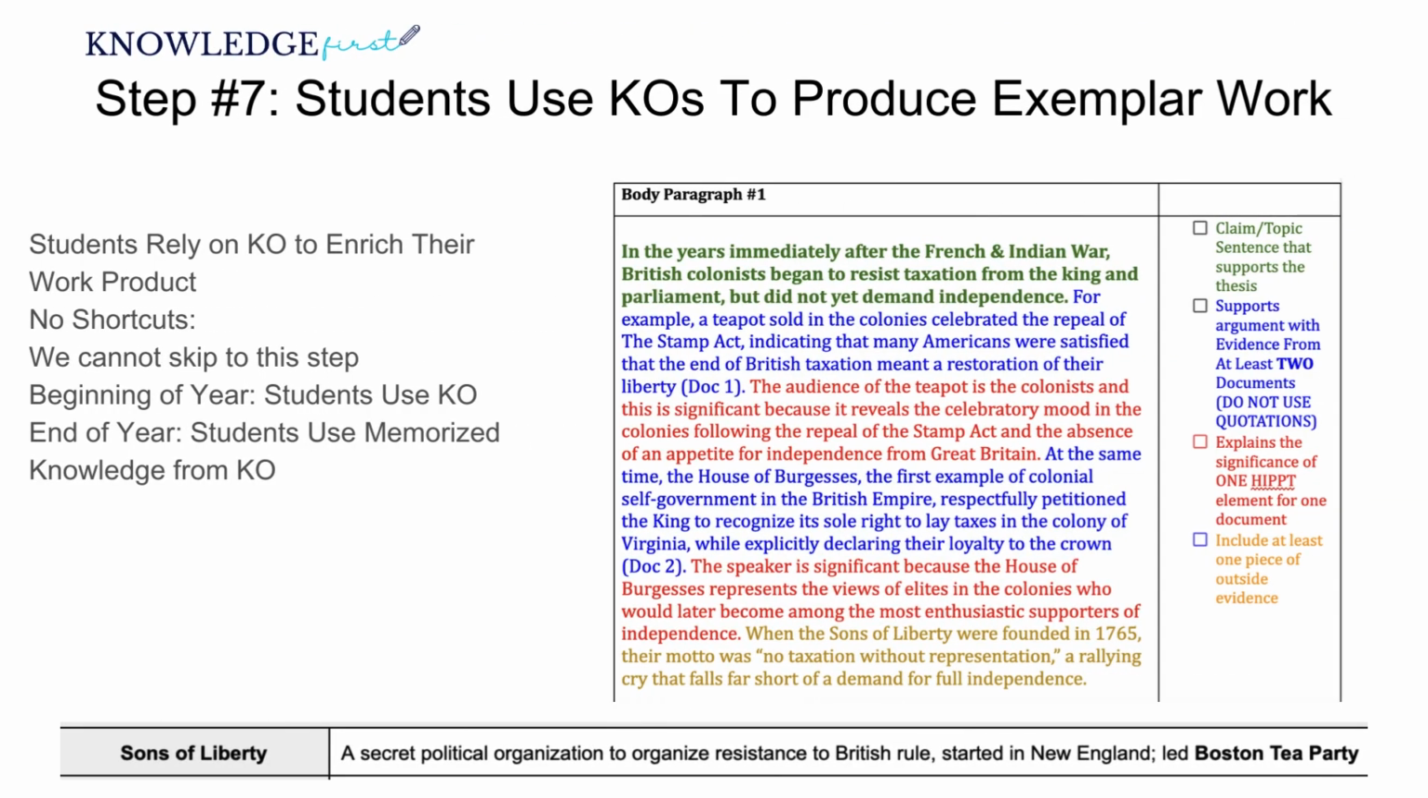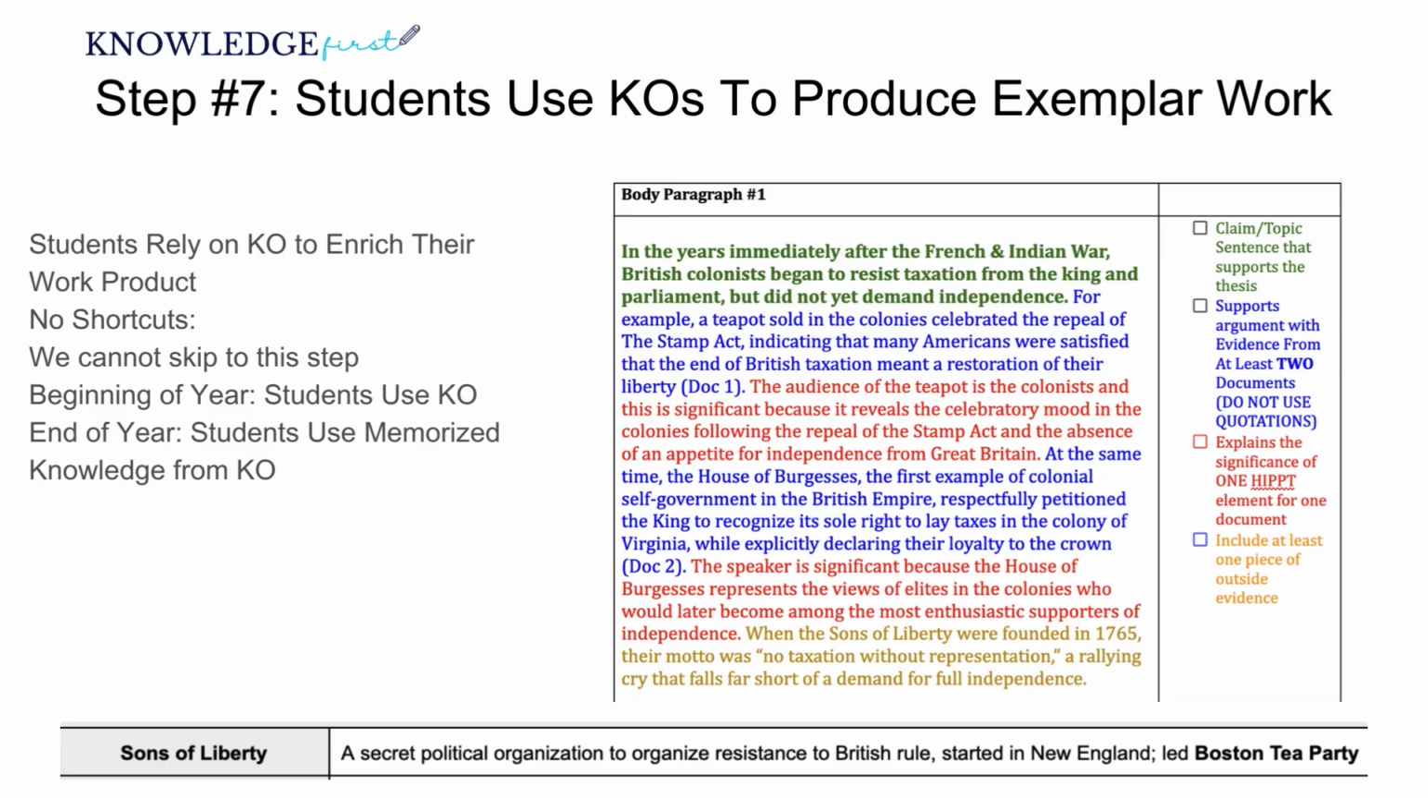Step number 7, students using knowledge organizers to produce exemplary work. Ultimately, our goal is knowledge first, not knowledge only. We want students to use the knowledge they have learned through the knowledge building cycle to think deeply and produce exemplary work. In this example, students write a paragraph supporting a claim about how Americans' ideas about American independence changed over time, in the years prior to the American Revolution. After citing evidence from a set of provided primary source documents, students are instructed to include outside evidence that they have learned previously in the unit.